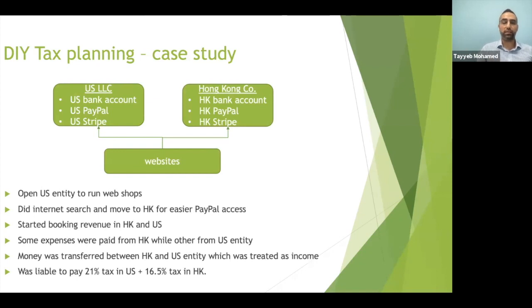After a little while, he did his research, and he found out that it's easier to have a Hong Kong PayPal account because you are given more benefits and it is a bit more beneficial in terms of limits and different parts that he wanted to use. So he came to Hong Kong and opened a Hong Kong company, got a bank account, set up a PayPal, and then set up a Stripe account and moved some of his websites under the Hong Kong company.